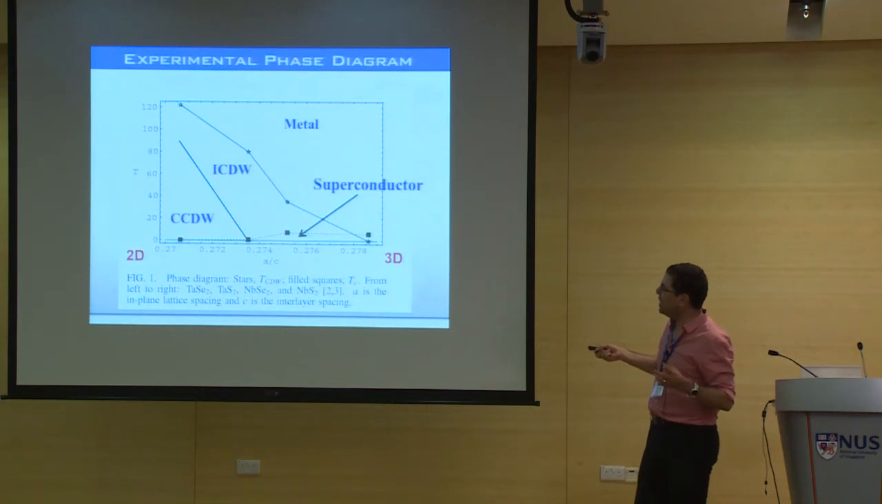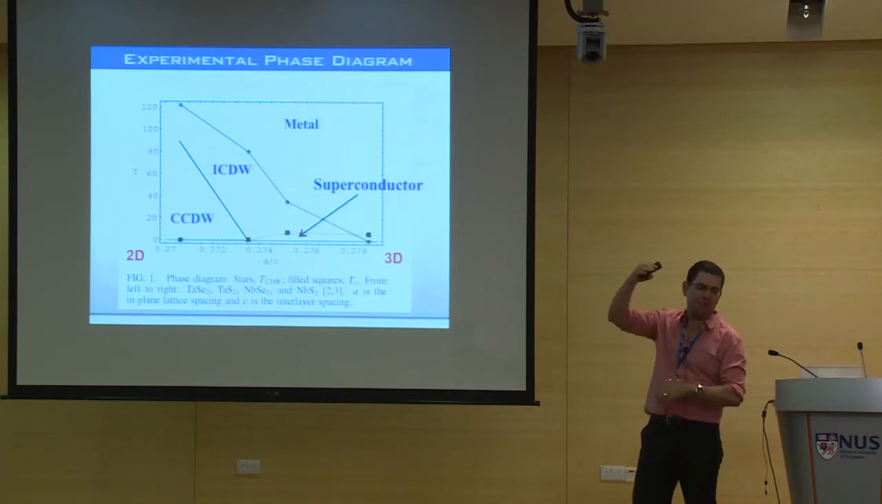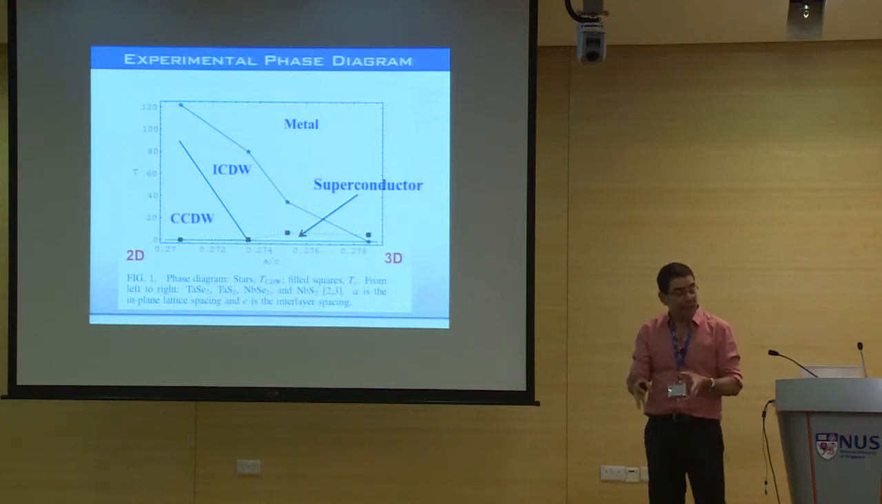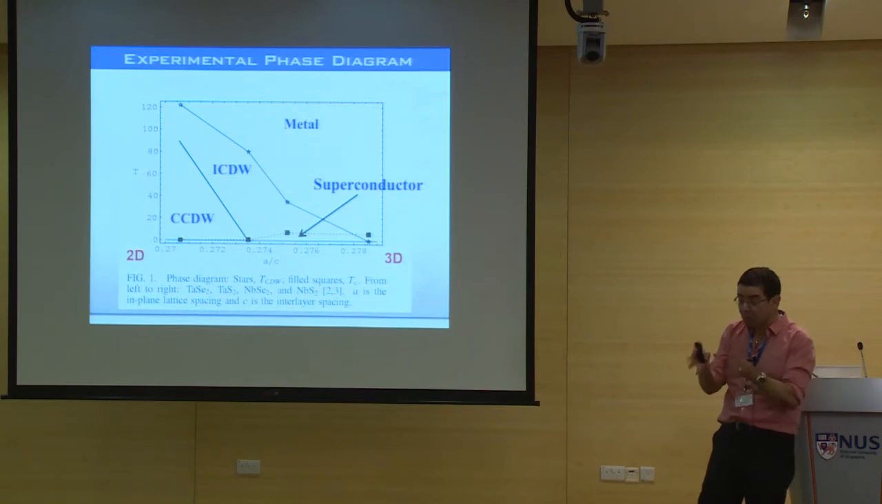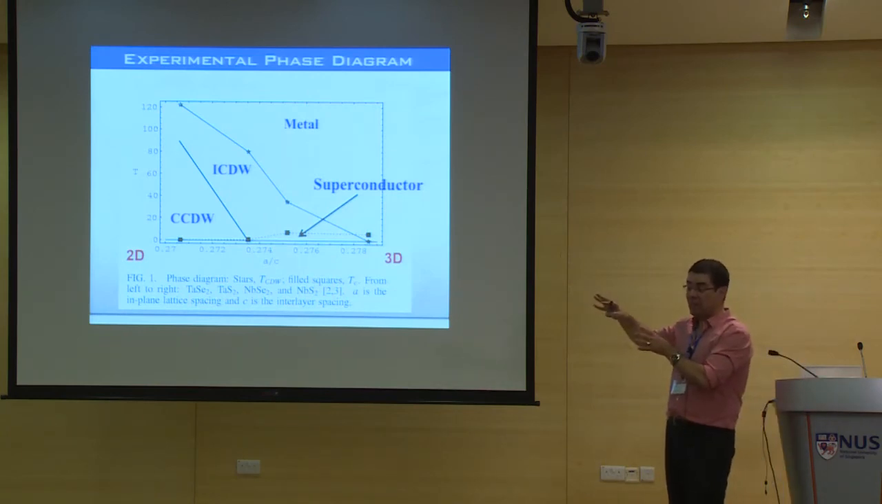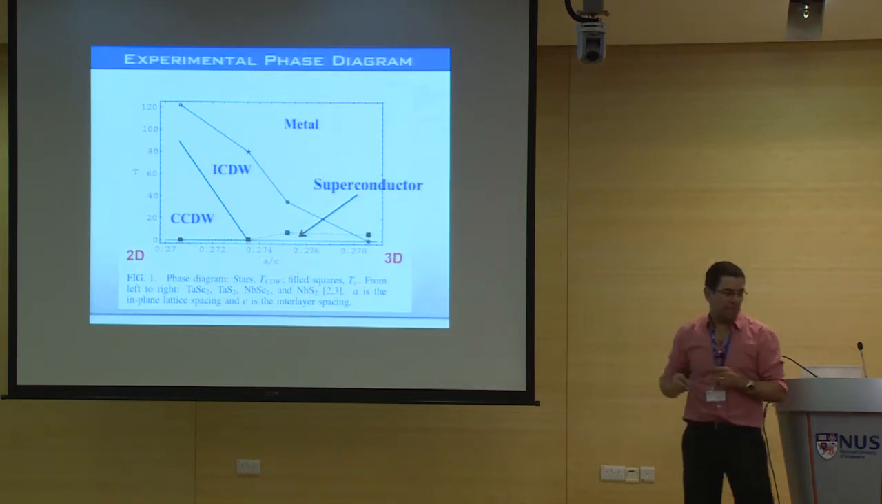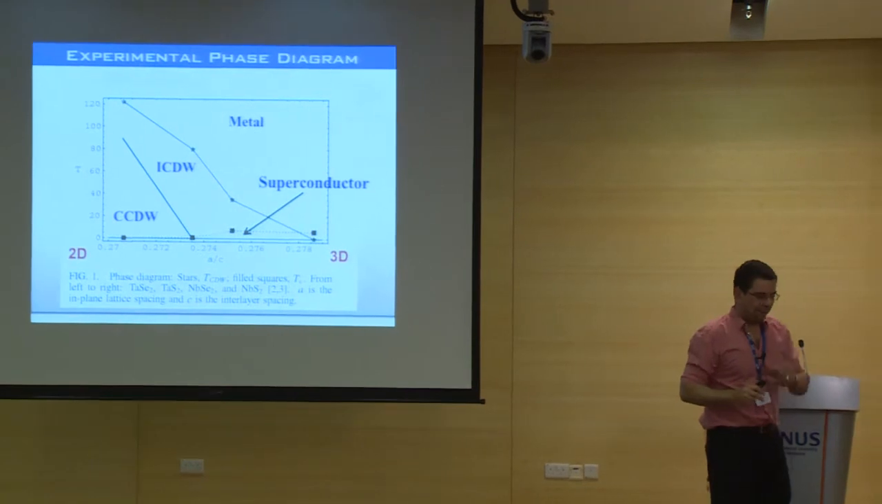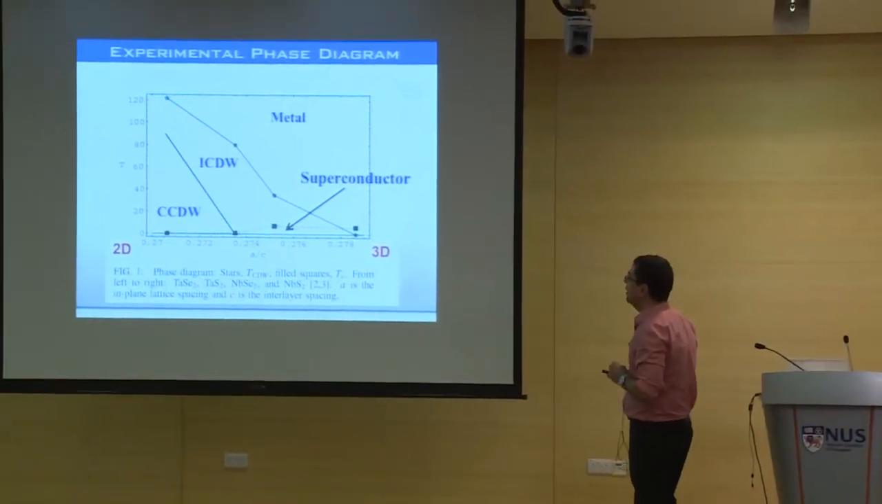So the interesting thing in this, as you go to this side of the phase diagram, you are more 2D. This side is more 3D. So the in-plane spacing is either bigger or smaller. So the charge density wave dominates in the 2D limit. And that's what we expect when we look for these materials when we exfoliate to single layer. I'm going to show you what's happening in there.